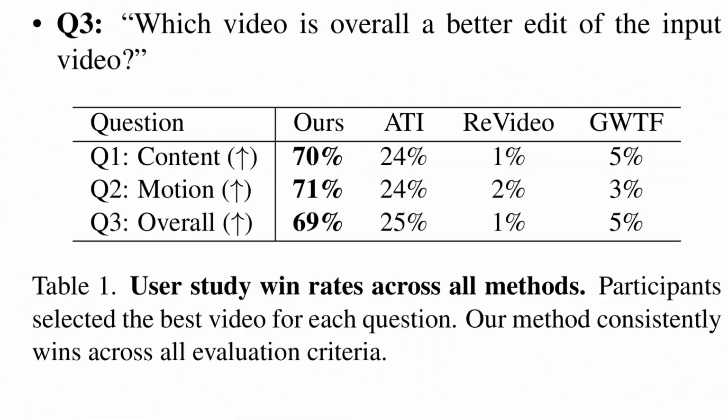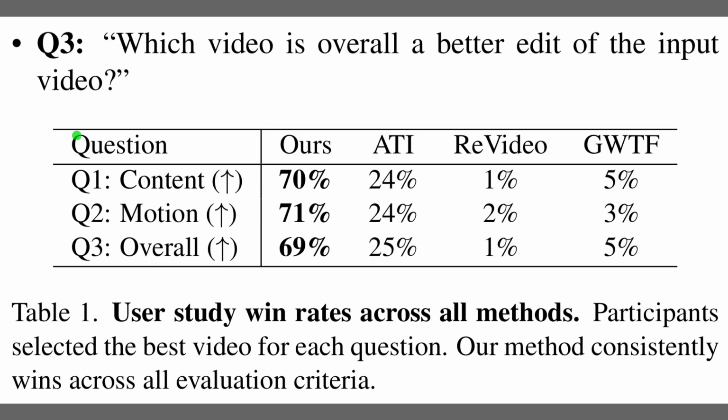So while Figure 5 described how the model is built, Table 1 reports how people actually felt about the edits. The table lists 3 questions about content, motion, and overall quality, and compares 4 methods side by side. Participants chose this method about 70% of the time for all 3 questions, while the strongest baseline, ATI, only reached about 25%. Revideo and GWTF barely registered, typically scoring under 5%, which highlights how much more convincing these motion edits appear to human viewers.